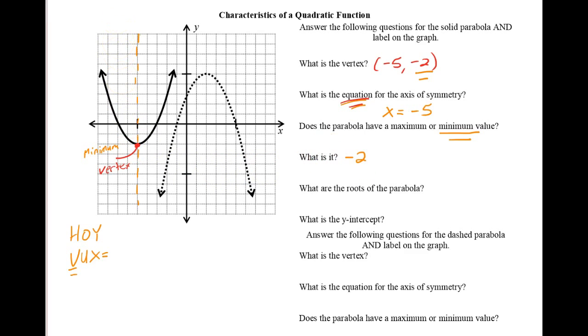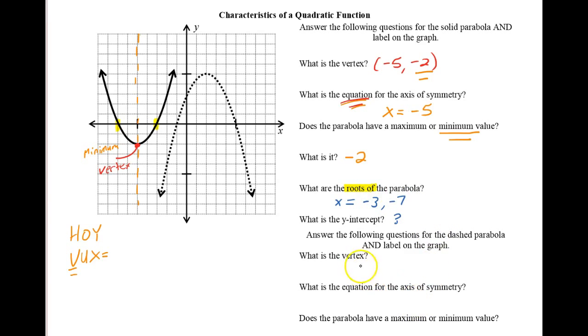The roots of the parabola are where it touches the x-axis. So it's these two. Here it's x equals -3 and -7. And then what's the y-intercept? Just looking at the graph, it doesn't touch the y-axis, so I can't answer that question, so I'm just going to put a question mark.